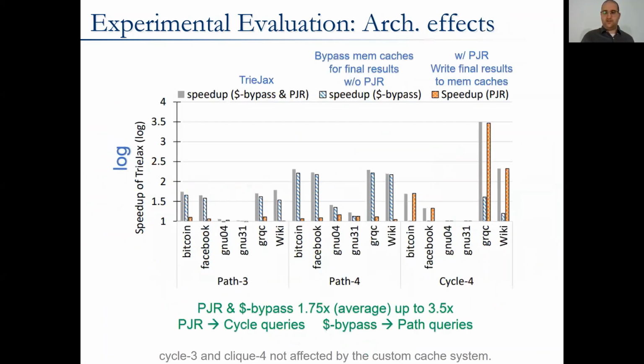Now let's see what is the effect of the architectural solutions. Specifically, what happens if we compare TrieJax to a variation that just uses the standard memory caches, meaning that we don't bypass the memory caches for the final results or use the local scratchpad. So compared to this variation, TrieJax speedup is 75% and up to 3.5 times. We also tested different other variations, and they show that the PJR cache is mostly beneficial for cycle queries, and the cache bypass is mostly beneficial for path queries.